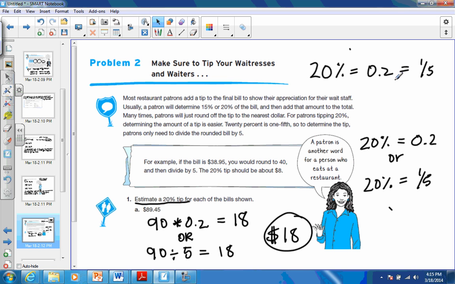So we're taking our 89.45, we're going to round up to 90 because it's about 90. We're going to take that and multiply by 0.2, or we're going to divide by 5 because it's 1/5. Or you could also have taken 90 and multiplied by 1/5. That would also give you $18 as your tip. So I want you to choose the method that works best for you, and you're going to calculate B and C, and then you're going to come back and check yourself.